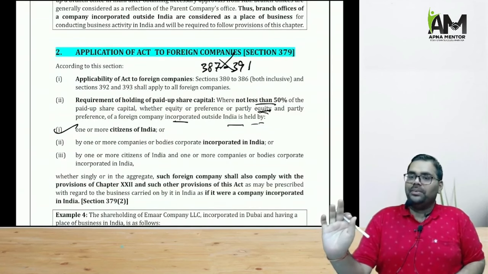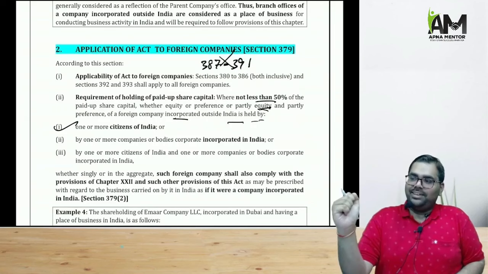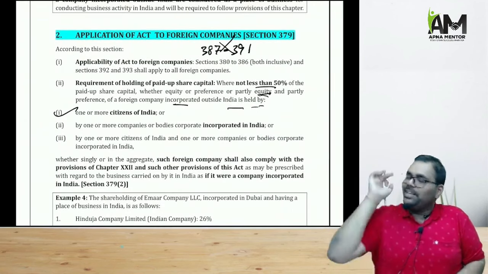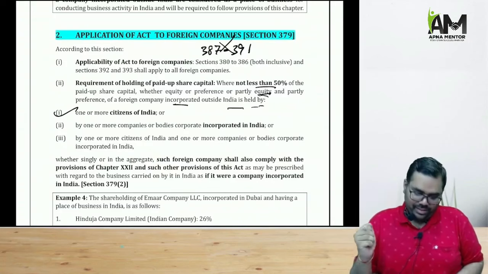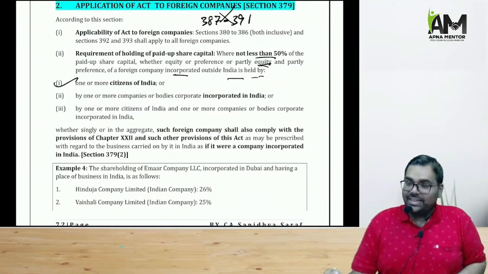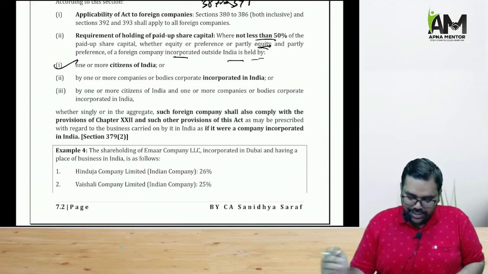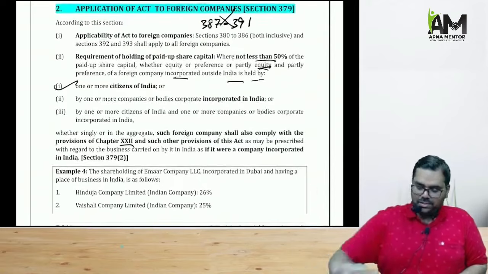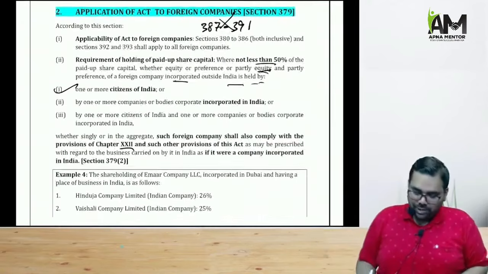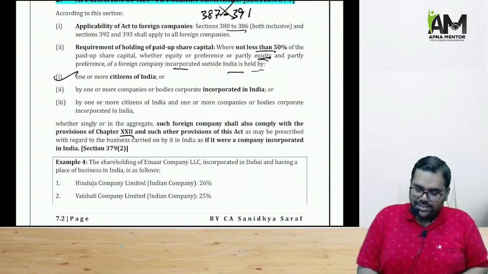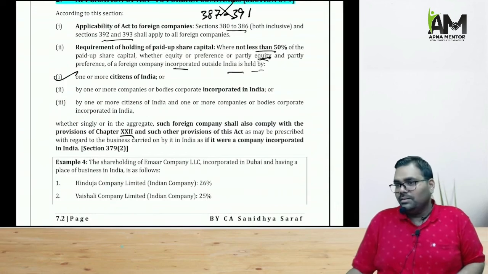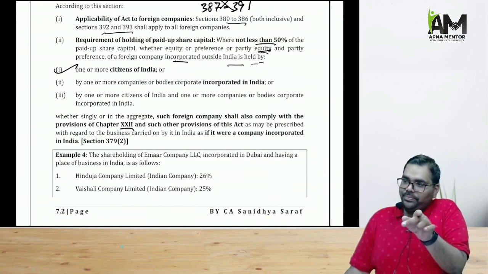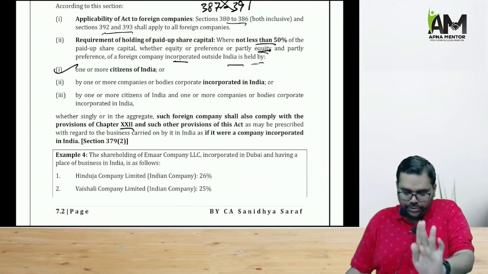Then what will that become? Desi foreign company. We will say, bhale foreign company hai, dil to desi hai. Whether singly or in aggregate, such a foreign company also has to comply with the provisions of chapter 22, meaning all the sections. Normally, a foreign company has to comply with sections 380 to 386 and 392 to 393. But if it is a desi foreign company, they will have to comply with all the provisions of chapter 22.